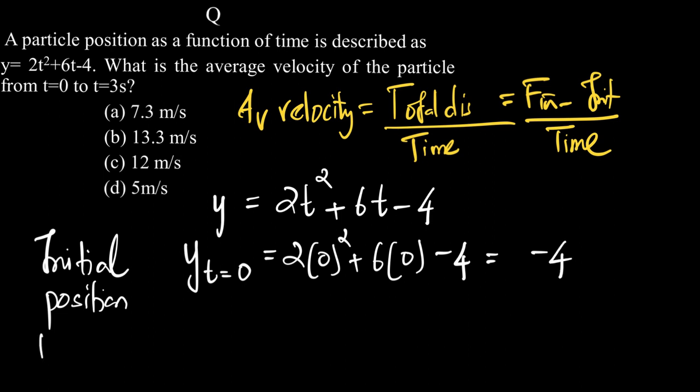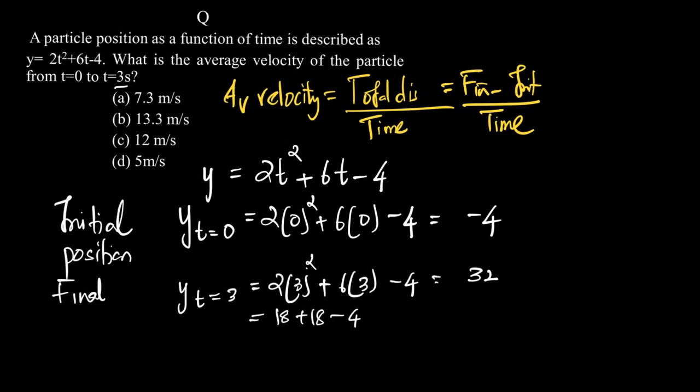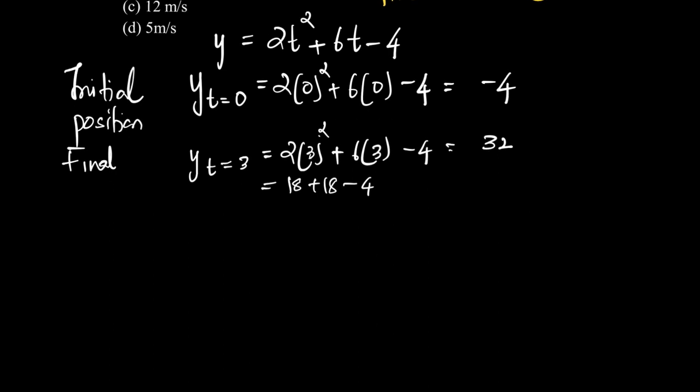Now, what is the final position? The final position is given as y at t is equal to 3 seconds, so y at t is equal to 3, which is equal to 2 into 3 square plus 6 into 3 minus 4, which is equal to 3 squared is 9, 9 twos are 18, 18 plus 18 minus 4. So that is basically 36 minus 4, which is equal to 32. Right? Now, let us apply this into the previous formula.